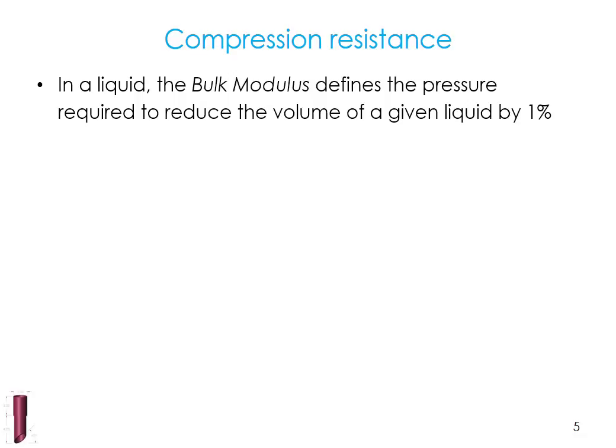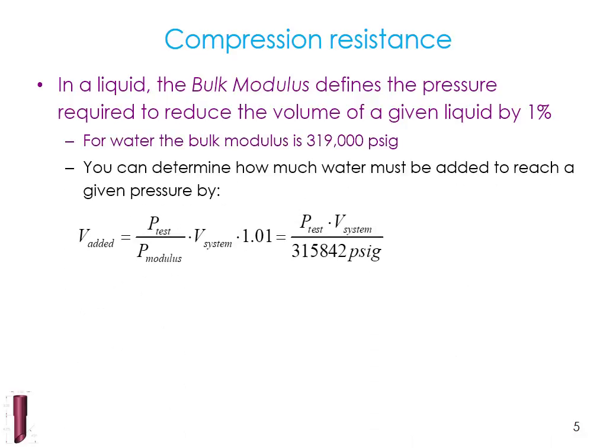In a liquid, the bulk modulus defines the pressure required to reduce the volume of a given liquid by 1%. Reasonably arbitrary amount of reduction in volume. For water, the bulk modulus is 319,000 psig, so it's a big number. You can determine how much water has to be added to reach a given pressure by this arithmetic, and it works out to your test pressure in psia times the volume of the system divided by 316,000 psig.